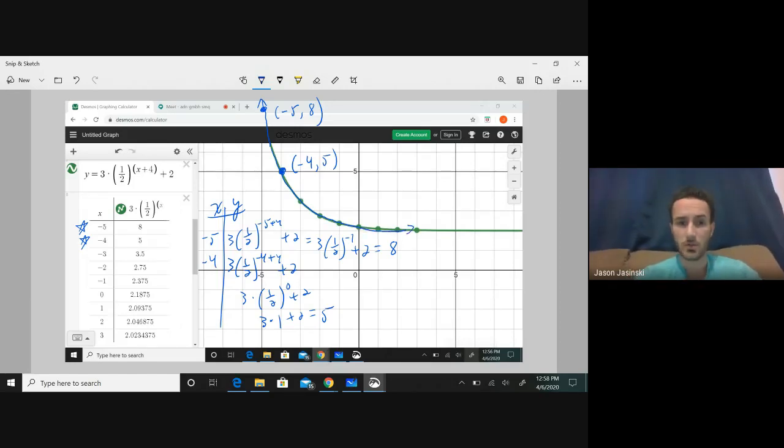The asymptote would be y equals 2, an imaginary line that the graph approaches but never touches. So that's how that works. That's just a sample of graphing exponential functions.